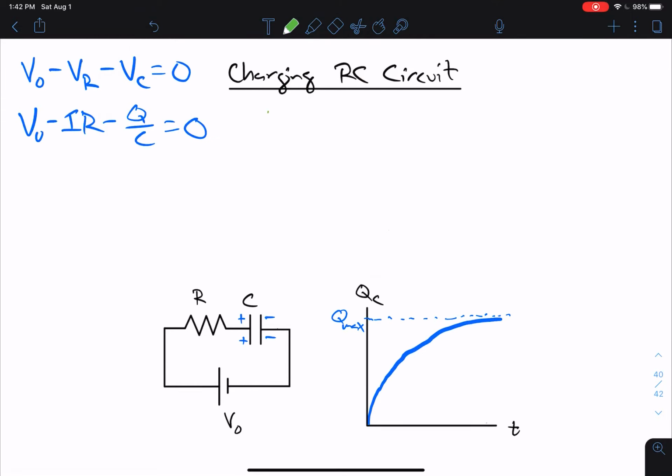Okay, now let's look at some special situations. Let's look at t equals 0. So let's look at the beginning. In the beginning, we know that there's no charge on the capacitor. Q equals 0. So this term is gone in the beginning. And I just have V naught minus IR. Now, of course, this would equal 0. I'm just going to move it to the other side and say V naught equals IR, and this is the initial current.